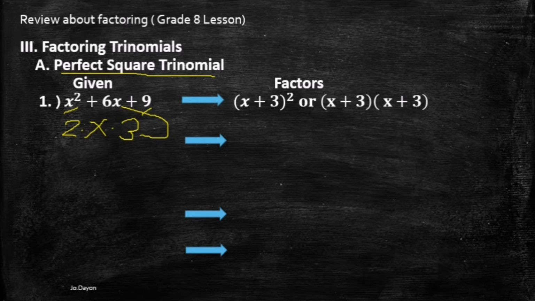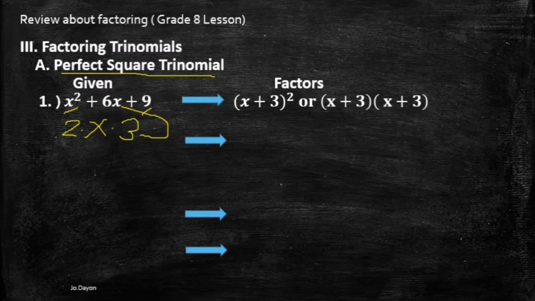Again, to check whether the expression is a perfect square trinomial, you have to check whether the first and the third term are perfect squares. If the first and the third term are perfect squares, and the middle term is always twice the square root of the first term and the square root of the third term, then it is a perfect square trinomial.